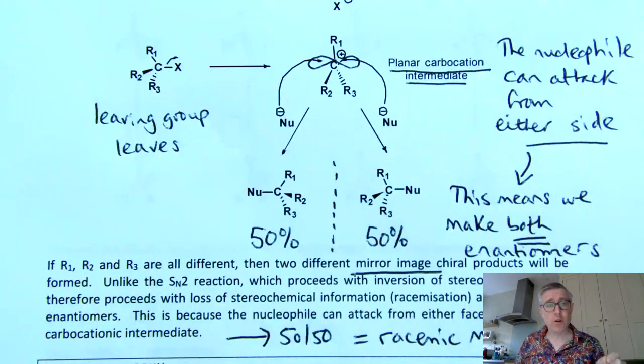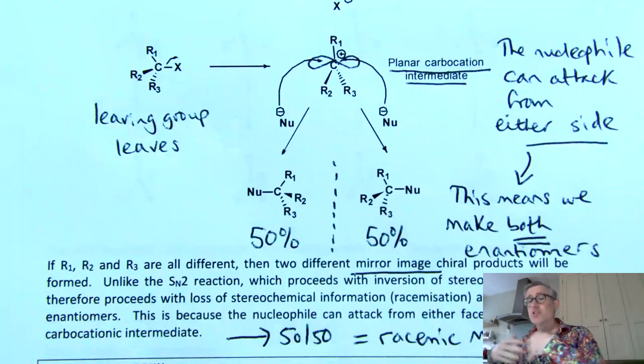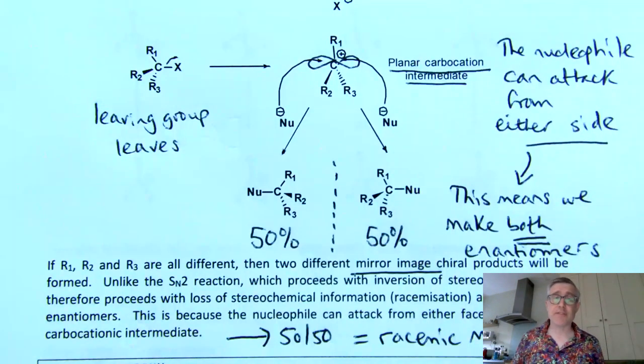So in SN2, inverted the stereochemistry and gave us a single enantiomer product. SN1 scrambles the stereochemistry and gives us a 50-50 mixture of the two enantiomeric products. And this is one of the reasons that they knew there was a difference between SN1 mechanisms and SN2 mechanisms.